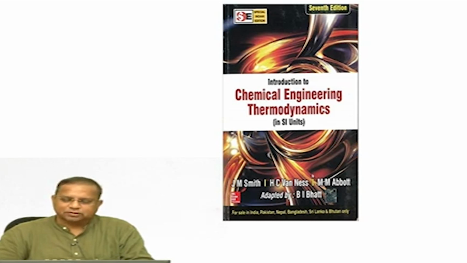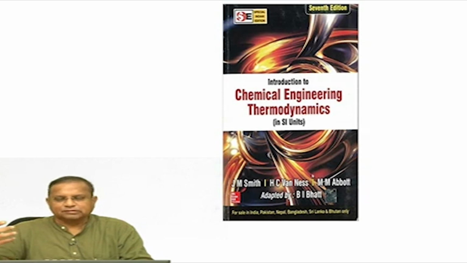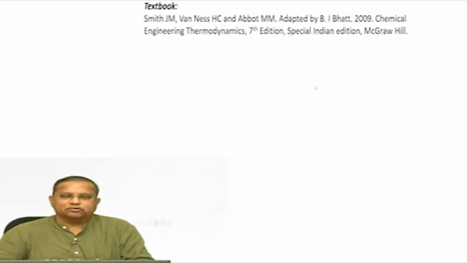It is available on any of these textbook selling sites, Amazon.in as an example. I think the price is around 600 something. Okay, those are the complete details of the book. Smith, Van Ness, Abbott, adapted by B.I. Bhatt, 2009 it was published. Chemical Engineering Thermodynamics, 7th edition. It's a special edition, Indian edition by McGraw-Hill.